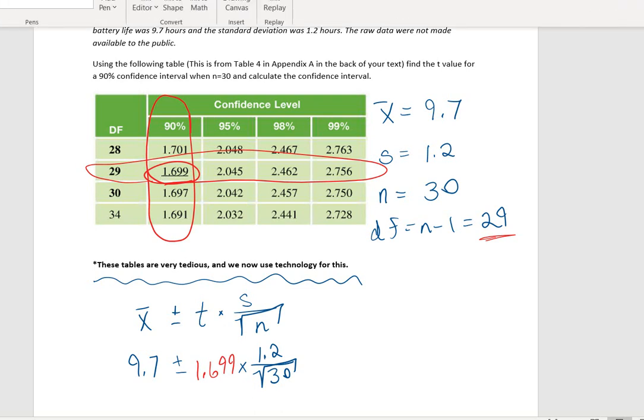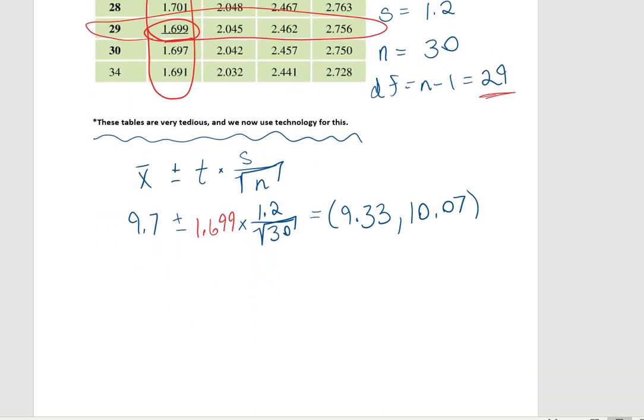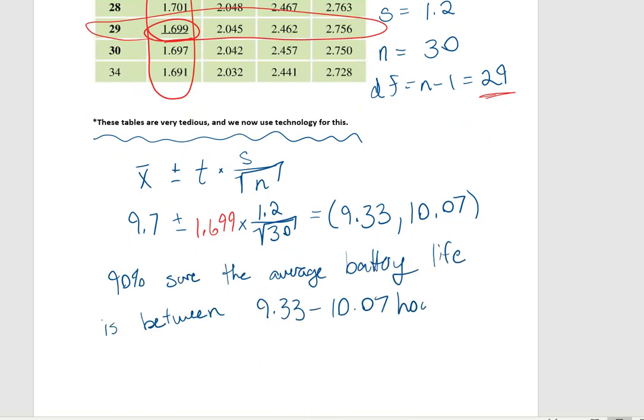Alright, so when we do the math for this and we work it out, here's what we're going to get. We're going to get between 9.33 and 10.07. So this means that we are 90% sure that the average battery life is somewhere between 9.33 and 10.07 hours.